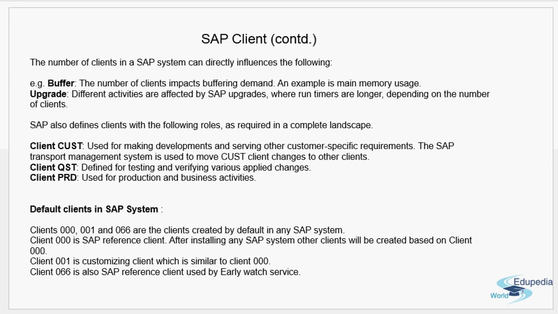Now, the default clients in an SAP system. Clients 000, 001 and 066 are the clients created by default in an SAP system. 000 is an SAP reference client. After installing any SAP system, other clients will be created based on client 000. 001 is a customizing client which is similar to 000, and 066 is also an SAP reference client used by the EarlyWatch service.